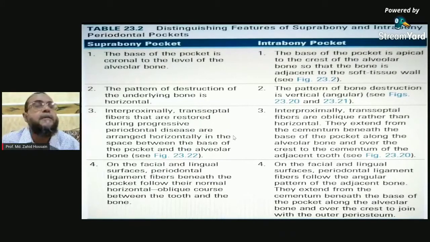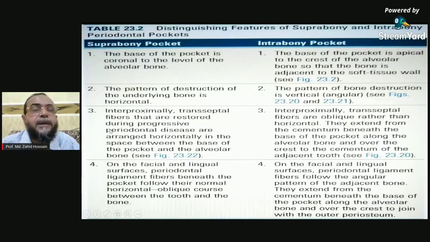How to differentiate? Suprabony pocket: the base of the pocket is coronal to the level of the alveolar bone. Intrabony pocket: the base of the pocket is apical to the crest of the alveolar bone, so that the bone is adjacent to the soft tissue wall. Understand? It means the pocket has formed in such a way that it goes inside the bone, and the bone is lost in such a way that the pocket is seen inside the bone. That is the infrabony pocket. And the pattern of destruction of the underlying bone is horizontal. It's horizontal bone loss, as I told you earlier. And for infrabony, it is angular, vertical bone loss.